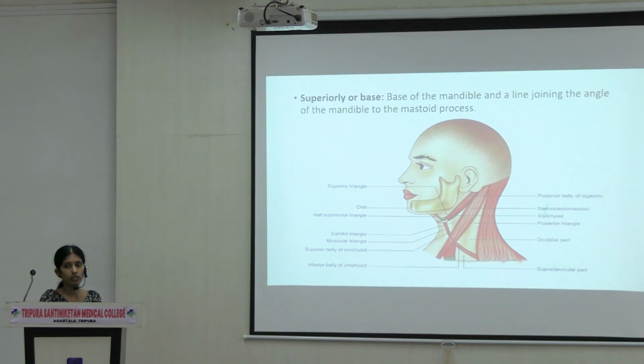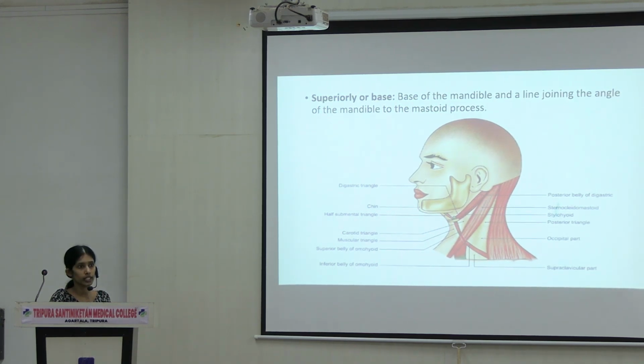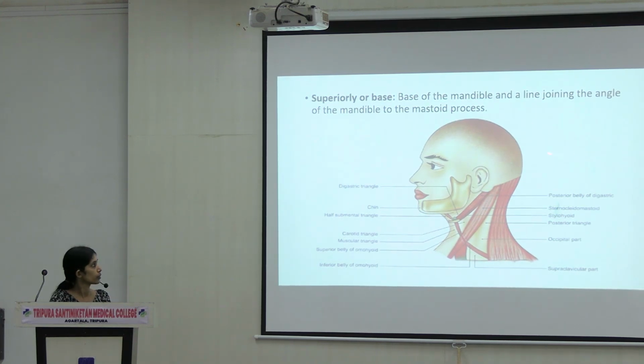Superiorly, the base of the triangle is formed by the base of the mandible and a line joining the angle of the mandible to the mastoid process. It is similar to the introduction part that I have mentioned. The base is formed by the line joining your angle of the mandible to your mastoid process.